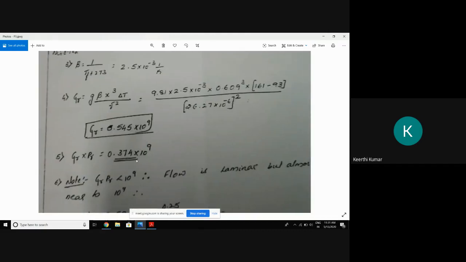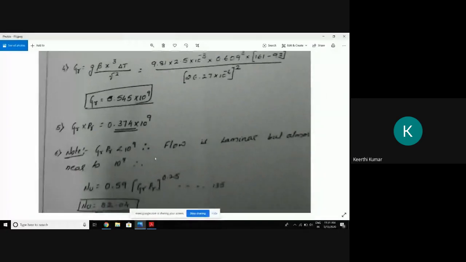Then you make a product of those two. The product of those two is somewhat like this. Again, this is less than 10 to the power of 9. Therefore, the flow is considered as laminar, but it is almost near to 10 to the power of 9, so that we can do with a turbulent flow also. Because the value is nearer to 10 to the power of 9, we will go with turbulent flow.